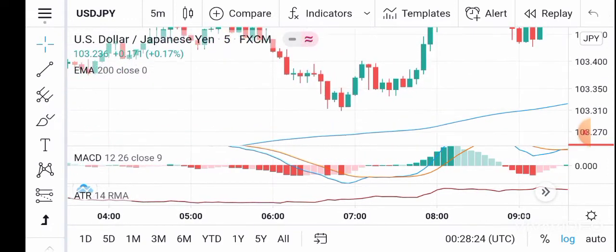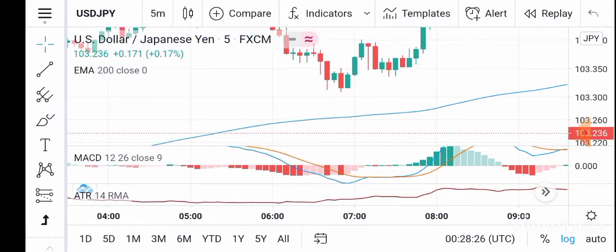So that's the main reason why I said we needed this 200 EMA, so we know in which direction we are going to be placing our trades. Are we going to be on the buying side or are we going to be on the selling side? The only way to figure that out is using the EMA line.